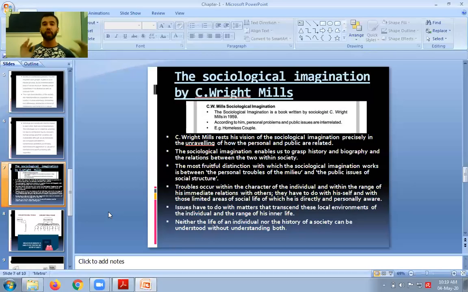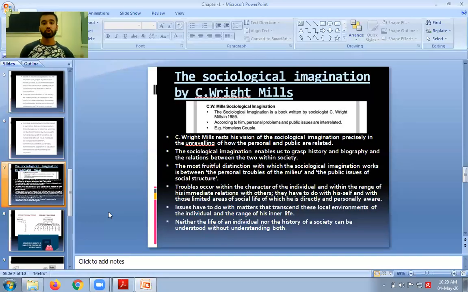We always look at a problem through our own perspective, right? But when we have sociological imagination, when we have sociological perspective, then we look at the problem from the perspective of others, or from the perspective of that particular person who is facing the problem of unemployment, poverty, homelessness, right?